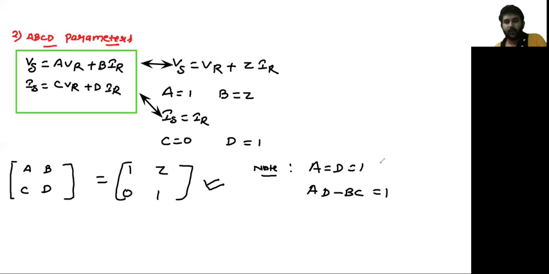So these are the two properties that we study. This is called symmetrical, and this is reciprocal. If A and D are equal, then the line is symmetric. And if this determinant is 1, then the line is reciprocal. So these are a few pieces of information we obtained from the ABCD parameter modeling.